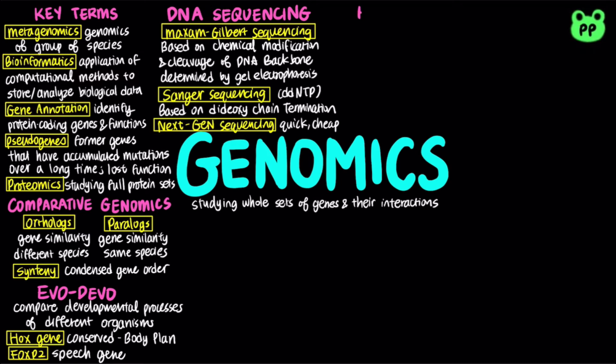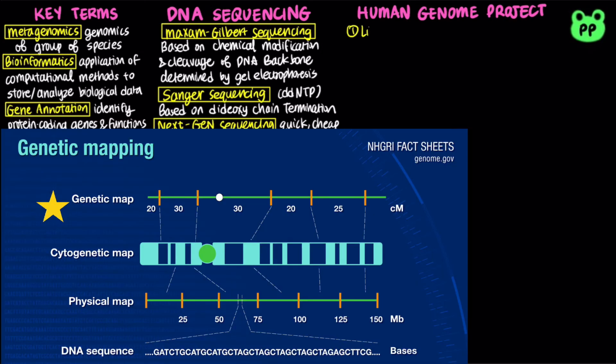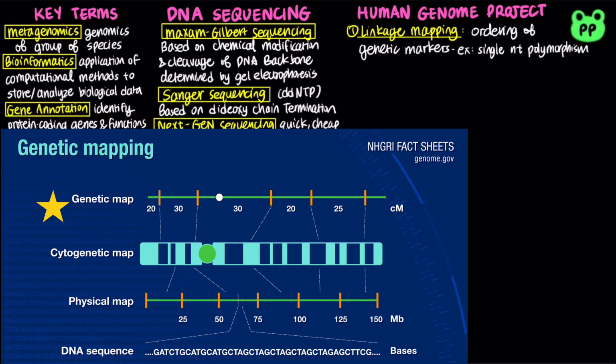The sequencing of the human genome, known as the Human Genome Project, began in 1990. The project involves 3 stages. The linkage mapping stage maps the location of several thousand genetic markers on each chromosome. A genetic marker is a gene or other identifiable DNA sequence, including single nucleotide polymorphisms, abbreviated as SNPs, which differ by a single nucleotide, and short tandem repeats, which differ by the number of repeats.